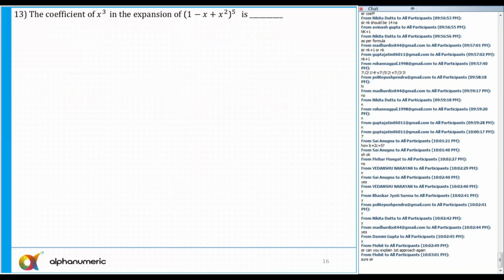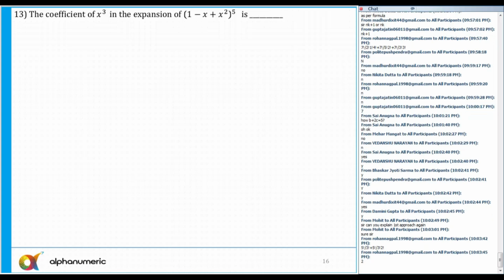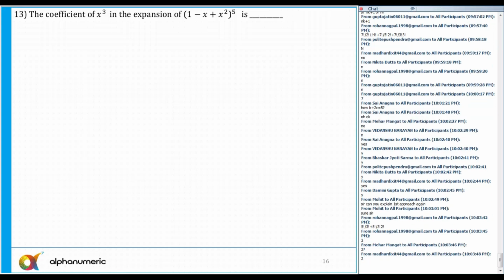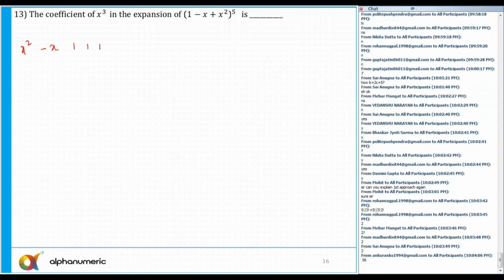How many cases will be there? 2 cases. Yes, that's right. So I can say there are 5 brackets, and I need x³. The maximum power of x is x², but I cannot take x² 2 times. So I'll take minus x, and the other 3 from the other 3 brackets, triple 1. That is minus x, minus x, minus x, and 1, 1, 1.